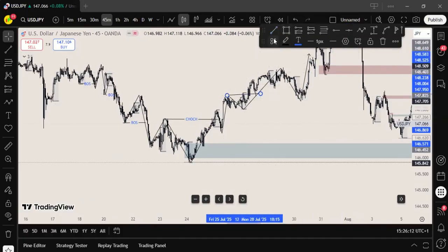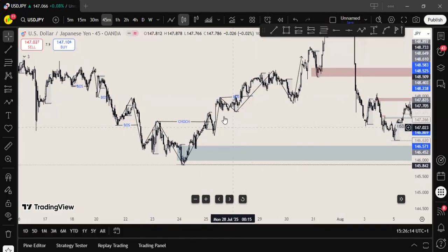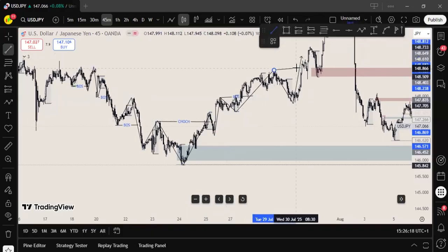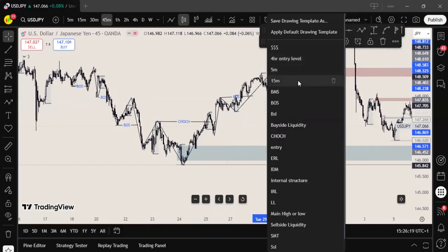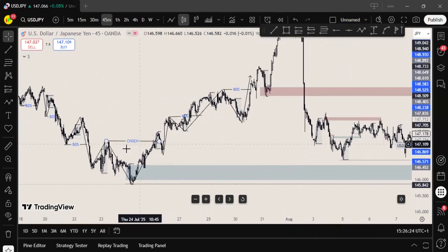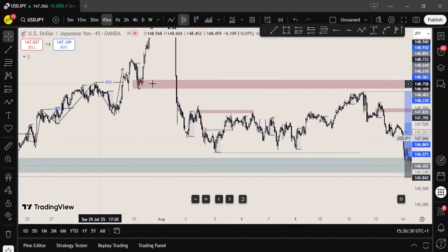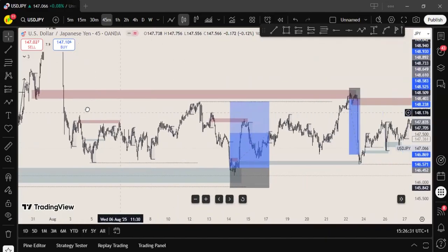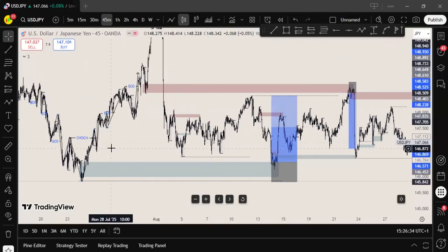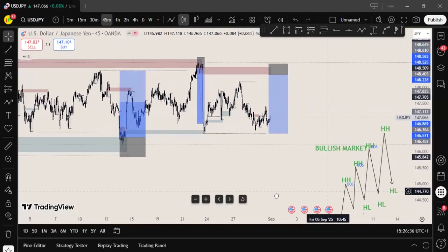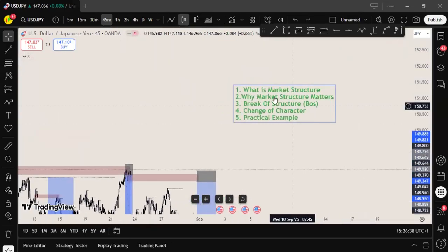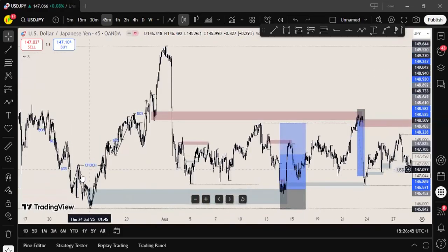Break of structure, break of structure, break of structure, change of character, break of structure, break of structure. Now, this is practically what I've talked about today: what is market structure, why market structure really matters, break of structure, change of character.